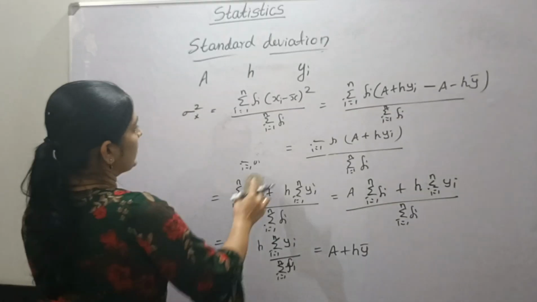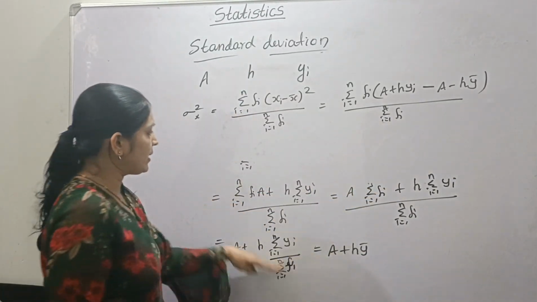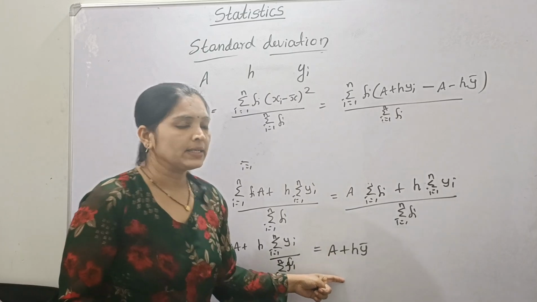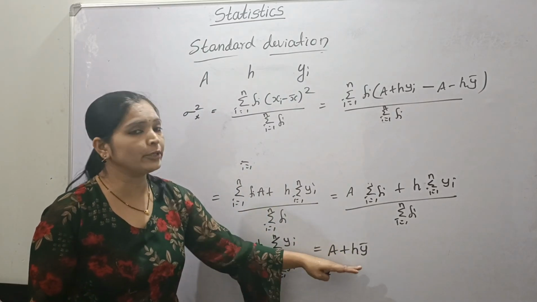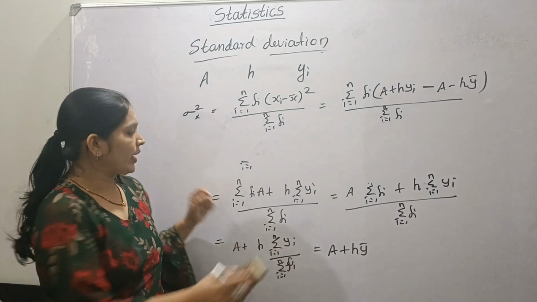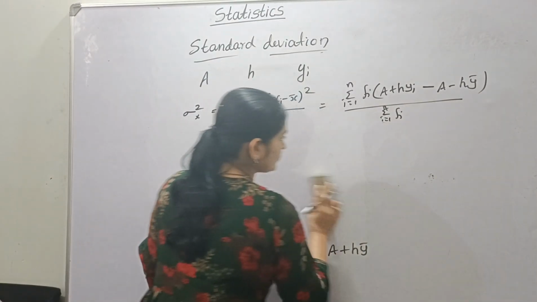Then remember how to find the mean of x, that is mean is equal to a plus h y bar. So this is the method to find the mean in the shortcut method.